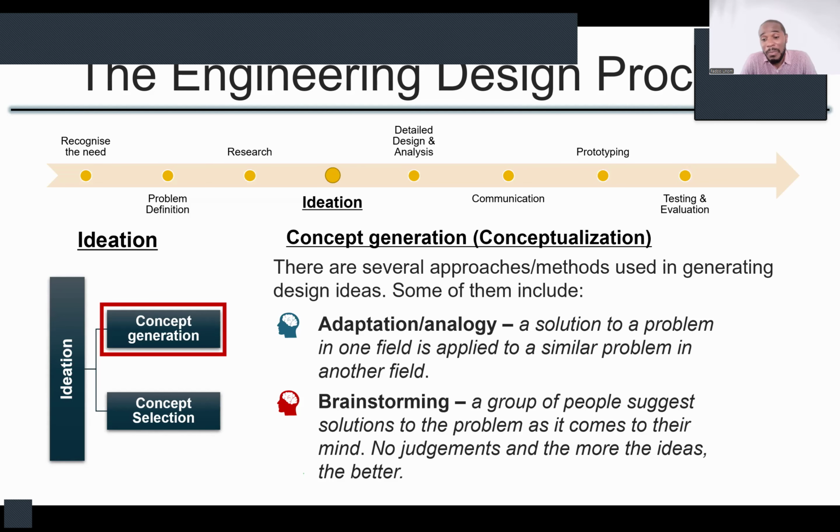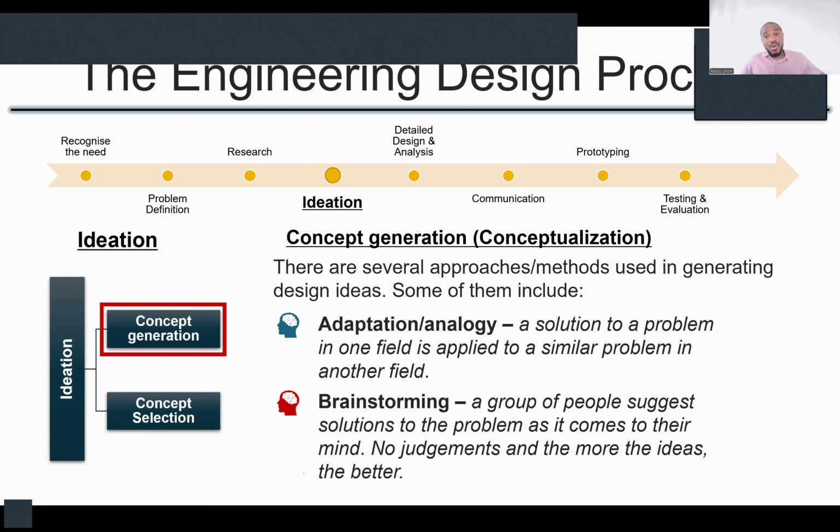Another is brainstorming. This is where you have a group of persons who suggest solutions to a problem as they come to mind. You are storming your brain. Anything that comes, just note it down. No judgments, no criticisms, no checking which one is better, because the more the ideas, the better. So you have a lot of persons.